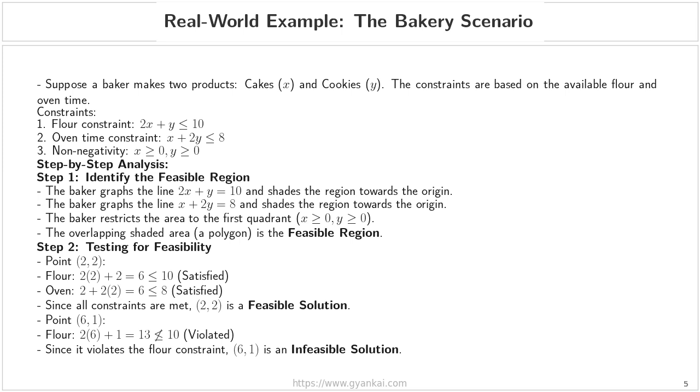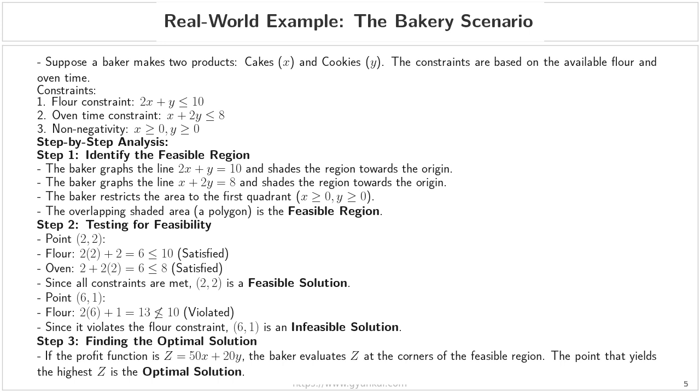Consider the point 6, 1. When we check the flour constraint, 2 times 6 plus 1 equals 13, which is not less than or equal to 10. Because this point violates even just one of our constraints, we must classify the point 6, 1 as an infeasible solution. Finally, in step 3, we move toward finding the optimal solution.